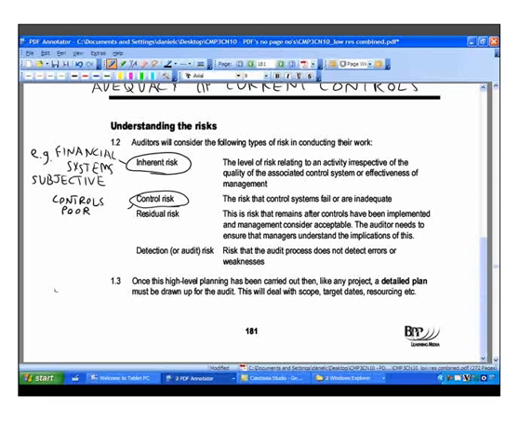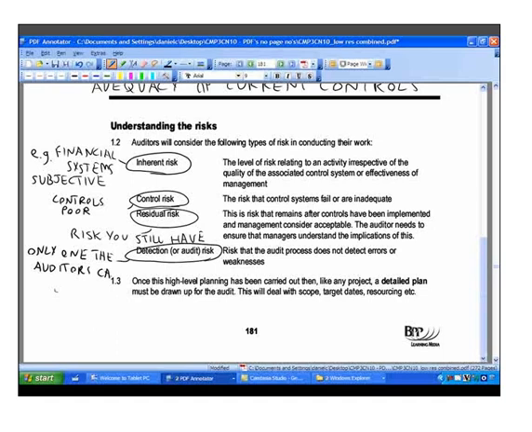And then the final type of risk is detection risk or audit risk. And this is the risk that the audit process doesn't detect errors. Now it's worth noting, this is the only one the auditors can influence. So a well-planned audit will aim to minimize detection risk. However, the area being audited will have inherent risk, control risk, and residual risk, and there's nothing the auditors can do about that.